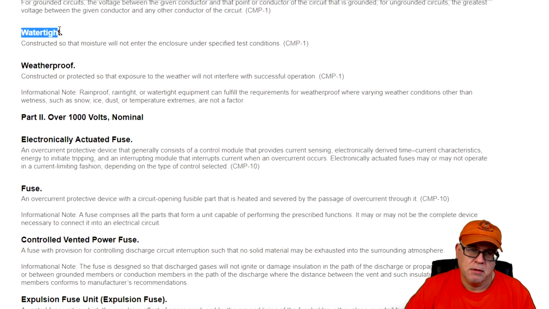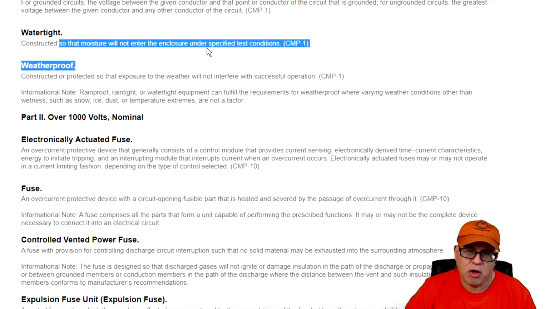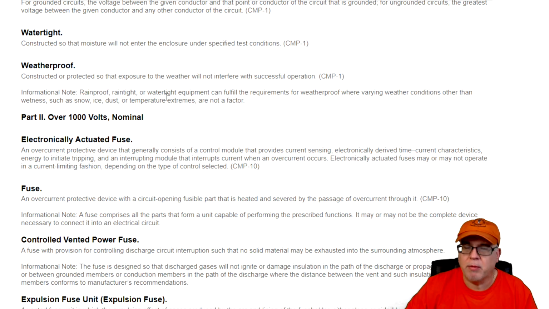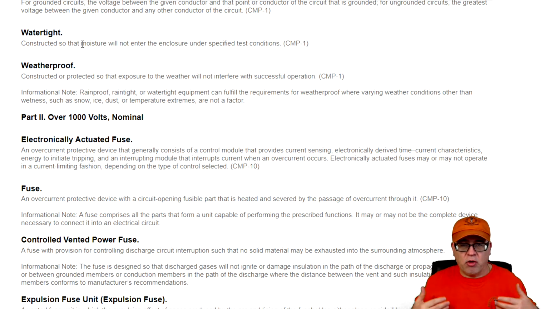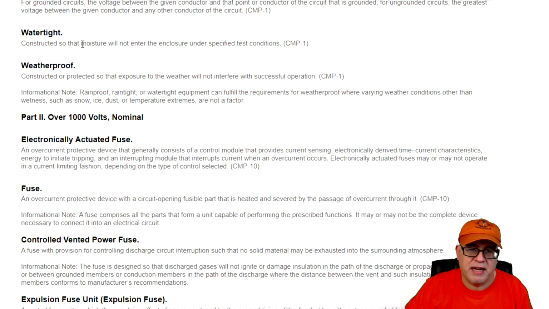Watertight. Constructed so that moisture will not enter the enclosure under specific test conditions. Remember we saw rain tight, and we wondered what it was. Now we see something that's rated watertight. Watertight is constructed so moisture will not enter the enclosure under certain conditions of its test. So if it's watertight, then it is designed so that water will not enter it at all. That is watertight.